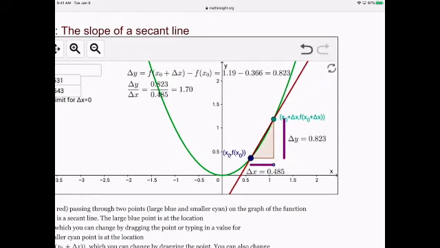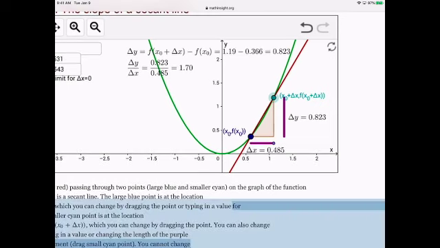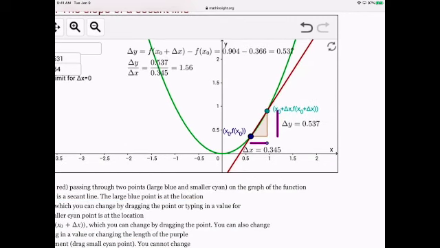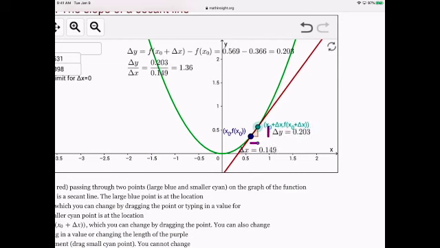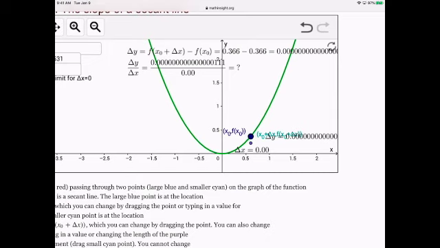So notice as I slide this point here, the difference between those 2 points, the blue point and the green point right now, is 0.485. And then as I move that point closer, that change in x gets smaller and smaller as I approach overlapping points until it's 1 point and my change in x is 0. So we call that the limit as the change in x approaches 0.